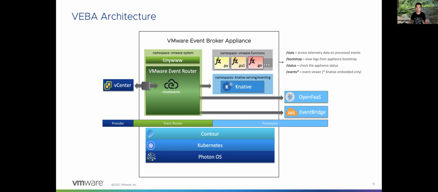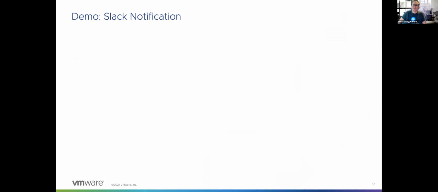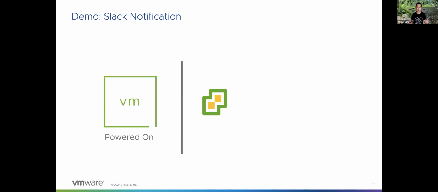Okay, thanks. Awesome. So I'm going to jump into a Slack demo just to show you what that looks like. I'm going to start out with my vCenter environment. I have a VM that's powered on. I want this VM to not be powered off, and if it does power off, I want it to do something.